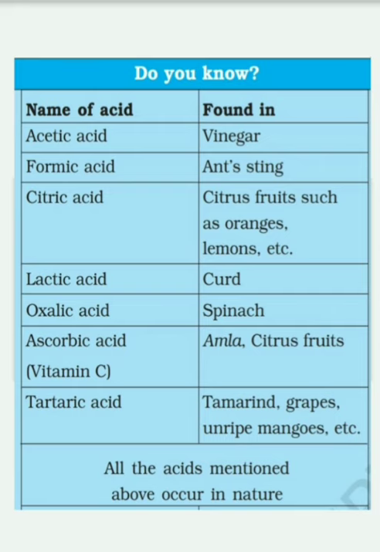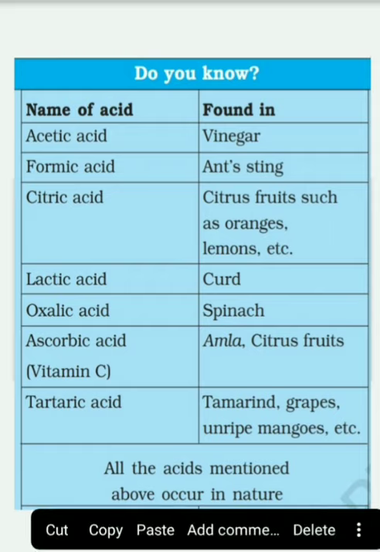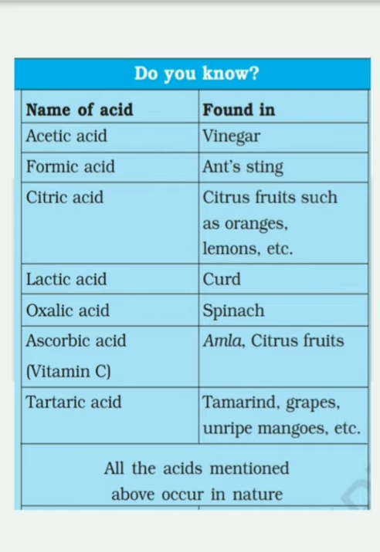Here are some examples of natural acids and where they are found. Acetic acid is found in vinegar. Formic acid is found in ants' sting. And citric acid is present in citrus fruits such as oranges, lemons, etc. Lactic acid is present in curd, oxalic acid is found in spinach, and ascorbic acid is found in amla and citrus fruits. Tartaric acid is present in tamarind, grapes, unripe mangoes, etc. All the acids mentioned above occur in nature.